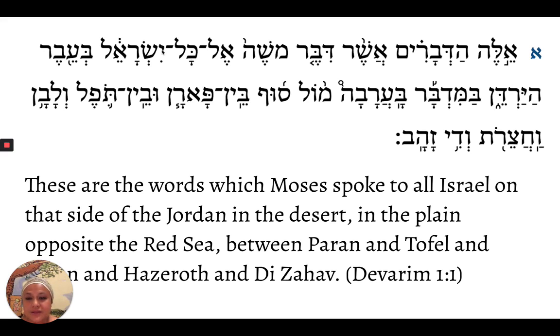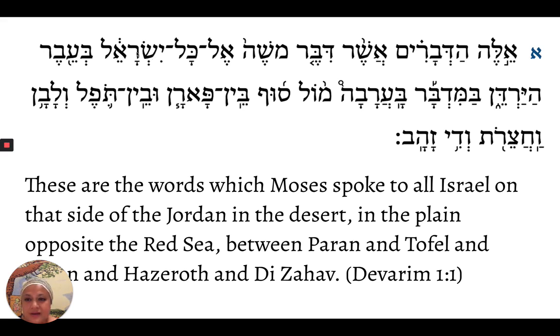And then we have a yud here with a chirik. Chirik says e. So this is ye, ye. This is a sin, and this shava is silent. So it's just going to close out this syllable right here. This is a sin, as opposed to a shin, like right here, because the dot is on the left-hand side. So this is yis, yis. This shava is silent.